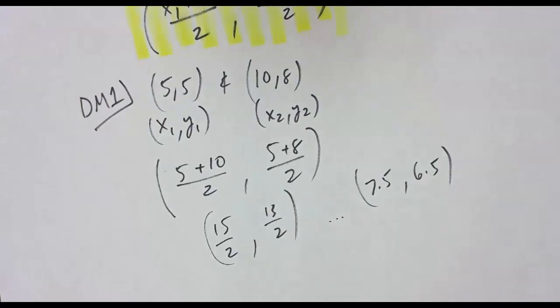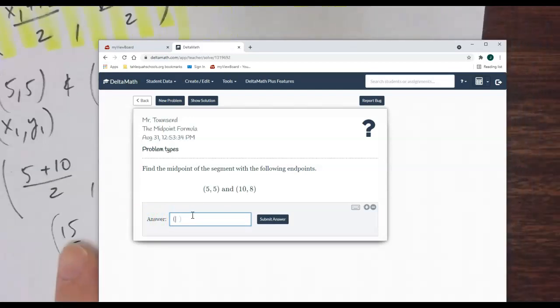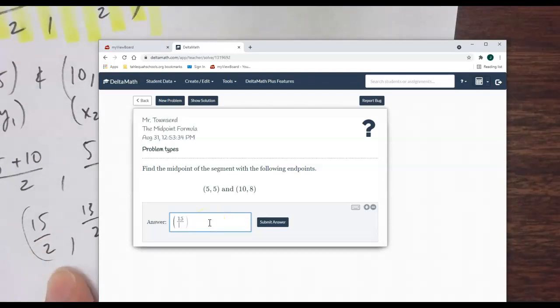So let's pull up our Delta Math and see if we can put in the fraction one. What do I do? Did I just lose it? There it is. So make sure you use your parentheses. To do the fraction 15 over 2, you'd want to put 15 and then use the slash to make it divided by 2. You know, that's like the question mark on the keyboard, but it's the slash. Same thing with 13 over 2.